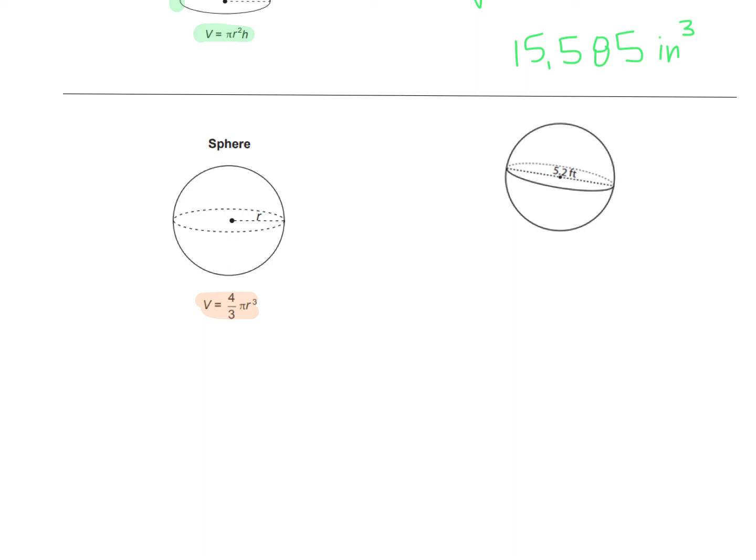So when we look at the example on the right, I can see that my diameter is 5.2, which then means that my radius is going to be 2.6 feet. So if I go through and do my substitution, you can see I'm doing that radius cubed. And again, depending on how you enter it into your calculator, we should get a volume somewhere about 74, slightly under 74. And again, my label here would be feet cubed.